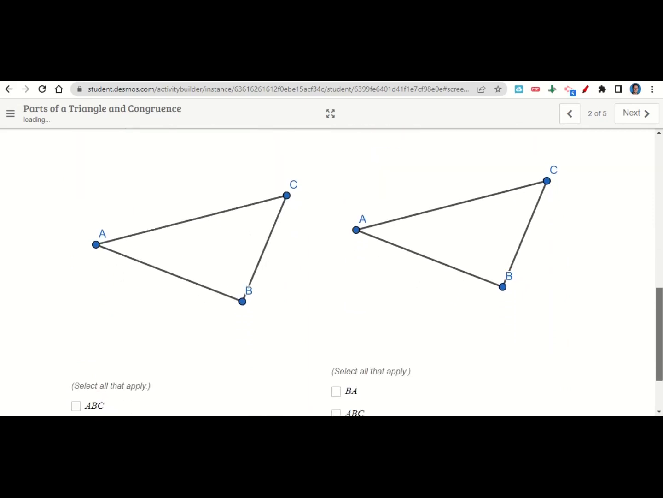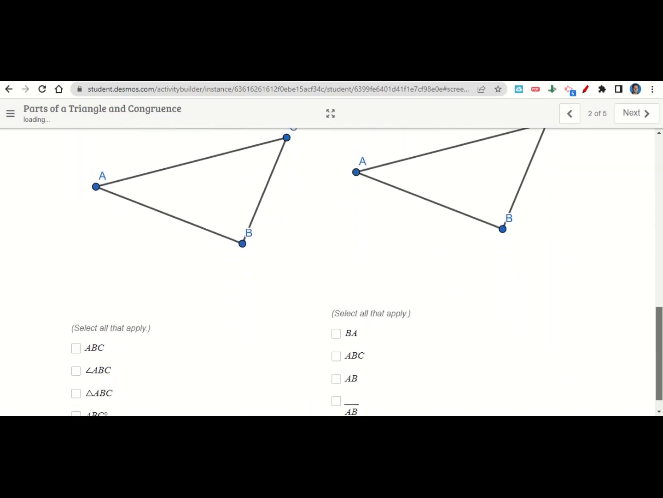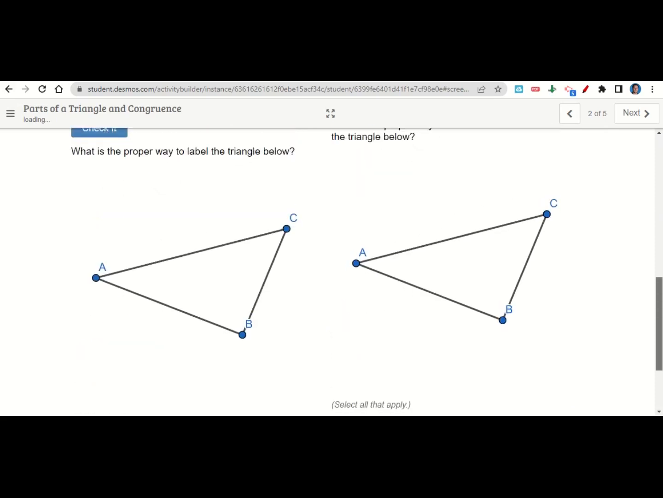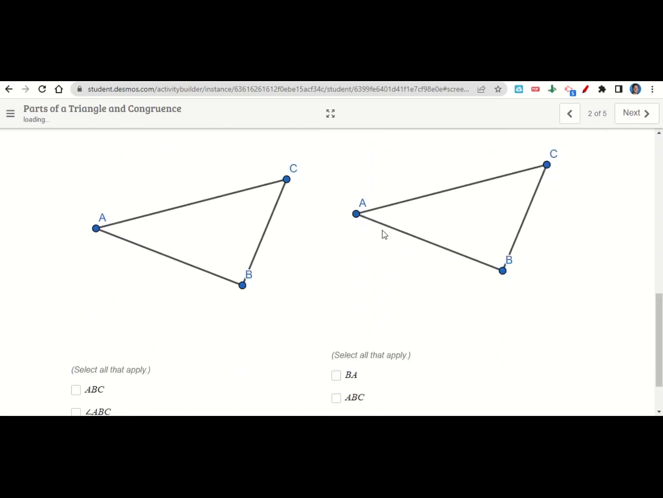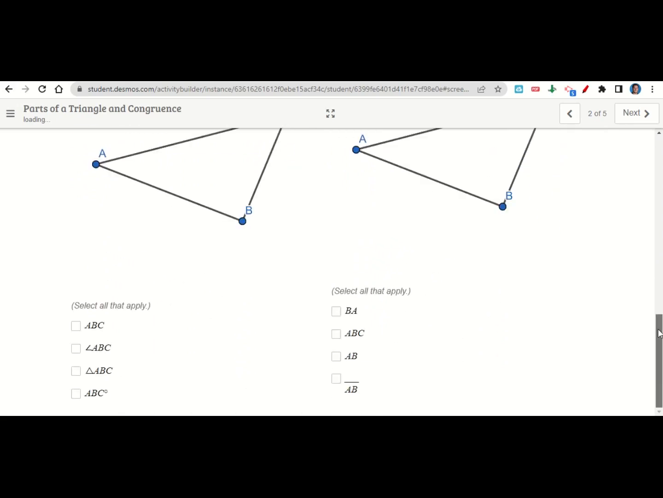What's the proper way to label the triangle? Well, we can pick that out from here. Same thing here, which is the proper way to label the bottom side. So that is side AB, or it could be BA. So both of these work. Notice we do not use this symbol here, just these two here. Then we'll click Next.